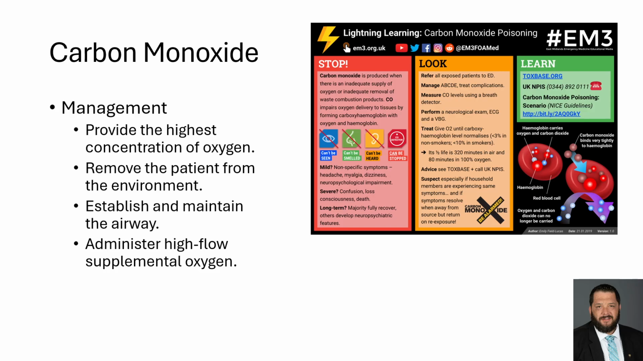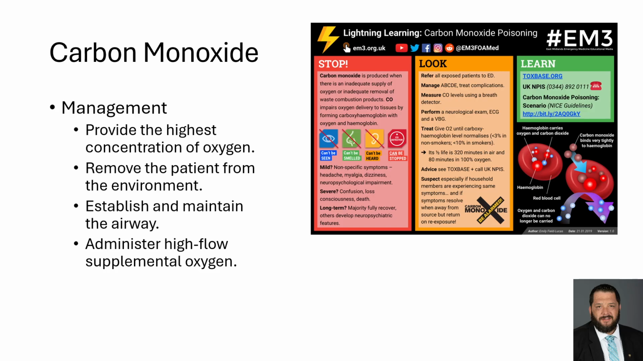Management for these patients includes administration of high concentrations of O2. This isn't going to debind the carbon monoxide, but the treatment theory here is that if we create an excess environment of oxygen, then as the carbon monoxide debinds from the hemoglobin, there's a ton of oxygen molecules readily available for it to be picked up. The hallmark care is oxygenation and removal from the environment.